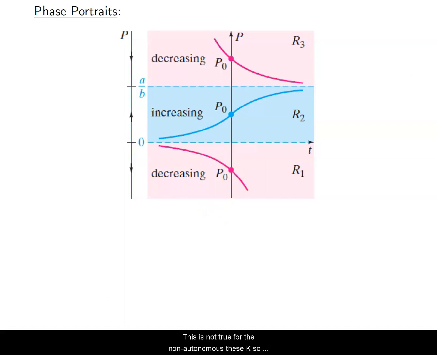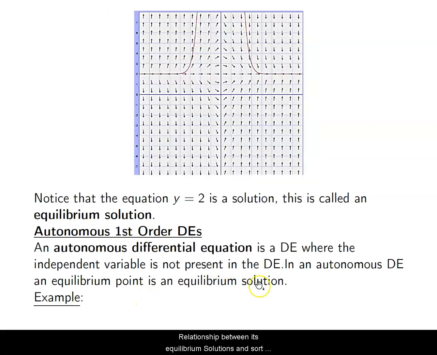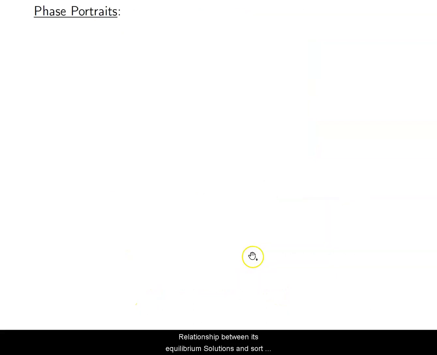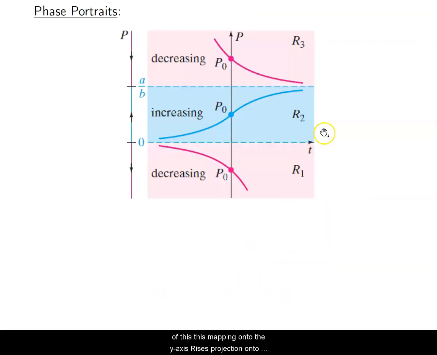This is not true for the non-autonomous DEs, okay? So autonomous DEs have this relationship between their equilibrium solutions and this mapping onto the y-axis, right? This projection onto the y-axis.